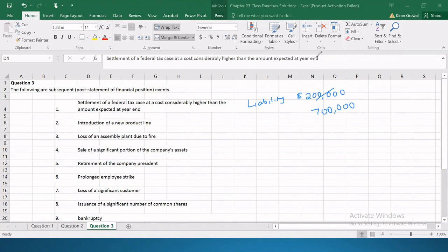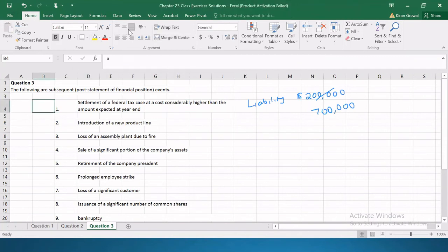So what we would have to do is, because it does affect an amount at year end, we would have to adjust for that. So we would have to A, do an adjustment.